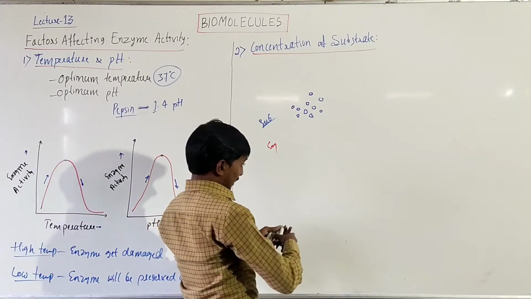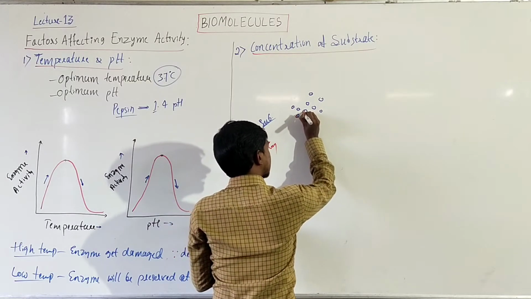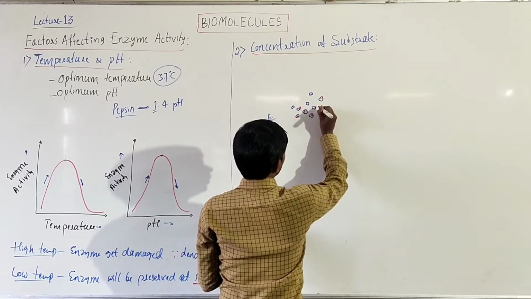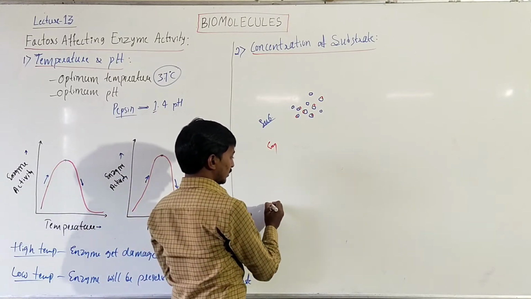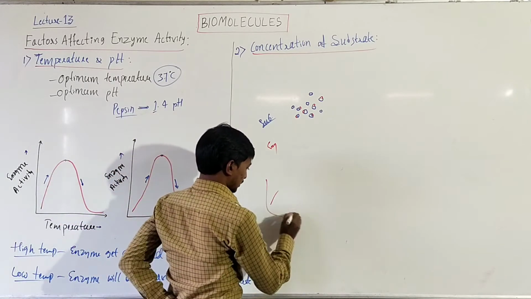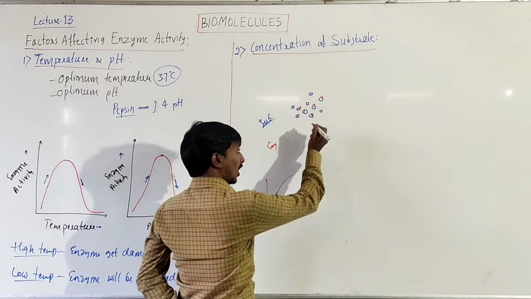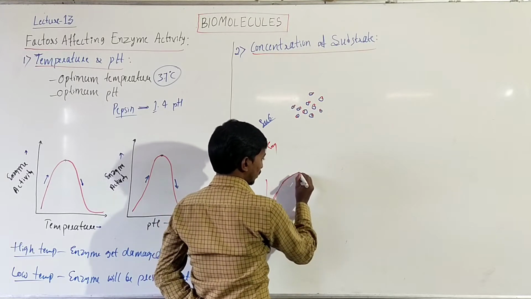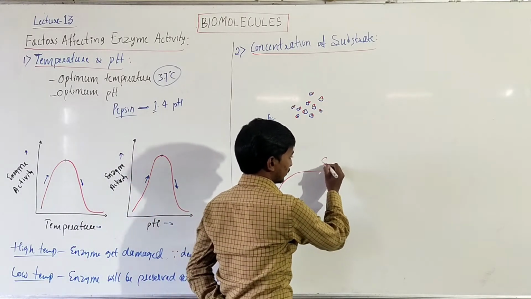Okay, and whenever there are only 6 enzyme molecules, the process will be a little faster. Okay, it means the enzyme activity keeps on increasing, and when it has almost an equal number of enzyme and substrate molecules, it becomes normal. It becomes normal because it has reached saturation.